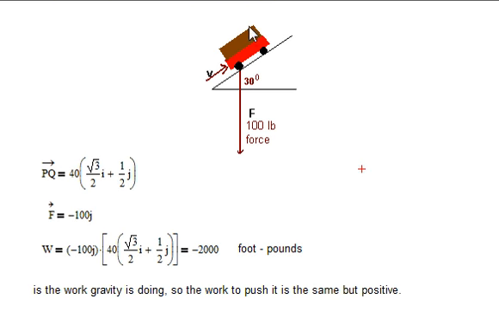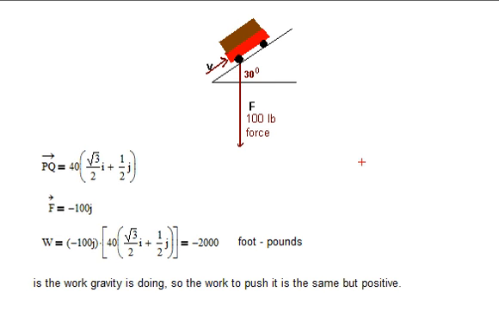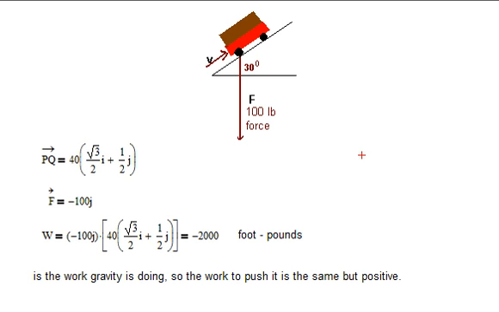That's the amount of work gravity is doing, so therefore we must do the opposite work to push it back the same direction. So we must do 2,000 foot-pounds of work to push this one, even though it only weighs 100 pounds, to push it 40 feet up this 30-degree ramp. So next time you're pushing a wheelbarrow uphill and you find that you get really tired from even fairly short distances, now you know why.